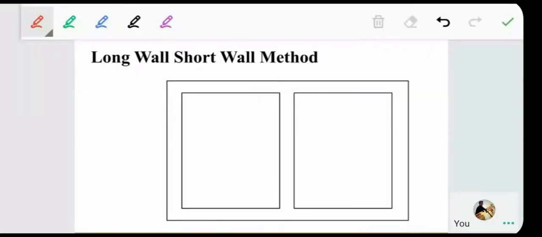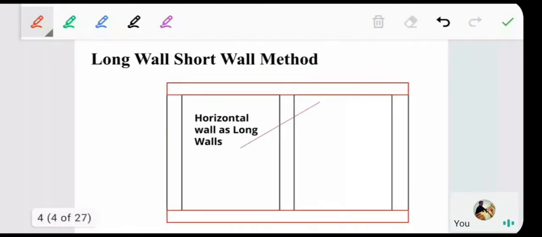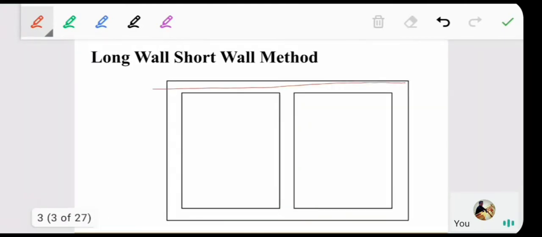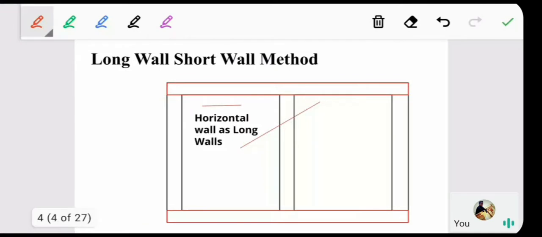So now you have to calculate the area of this particular wall. So how are we going to calculate the area of the particular wall? We are going to divide that particular area into two sections. First, all the horizontal walls will be termed as long walls. These two horizontal walls here we will consider as long walls, and all the vertical walls will be named as short walls.